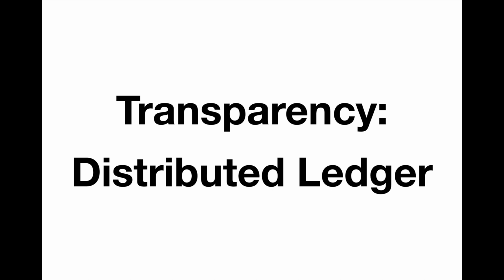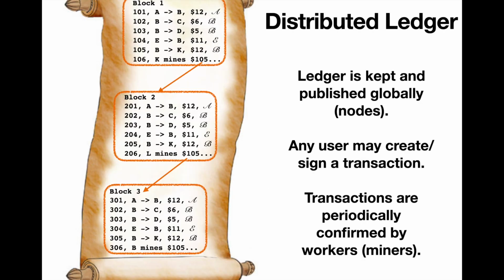Next, we'll discuss Bitcoin's transparent ledger. The Bitcoin distributed ledger is kept and published globally in order to record the transactions on the Bitcoin network. Any user may create or sign a transaction, and all the transactions are periodically confirmed by workers. Those are the computers that do the guessing. They're also known as miners.